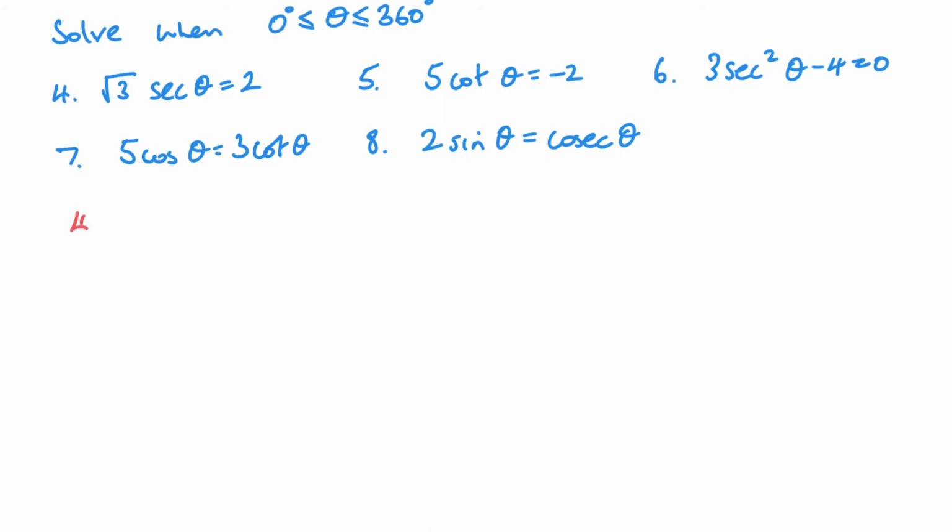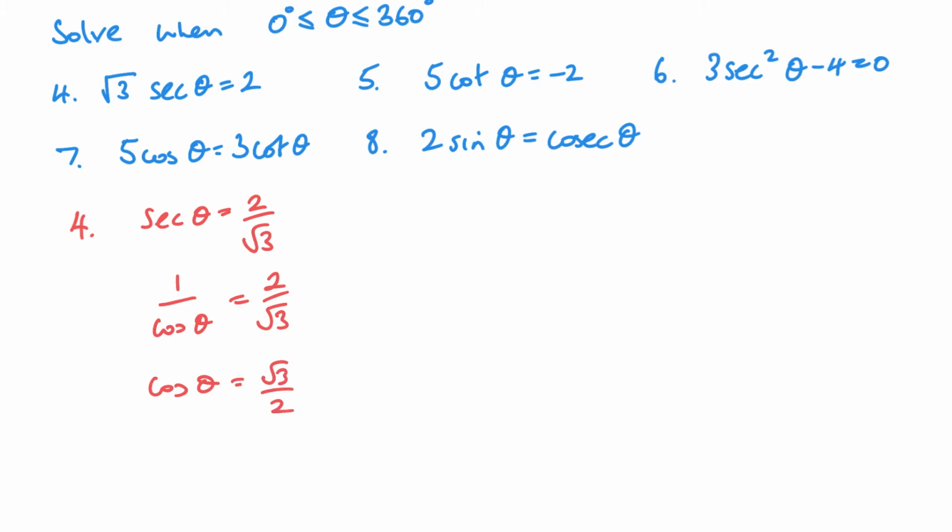Now we're on to the solving ones. So first one, sec theta, I'm going to divide by the 2 over root 3, although that might have been again a step I shouldn't have taken just yet. So cos theta is 2 over root 3, 1 over cos theta. So cos theta is root 3 over 2. So theta equals, so that gives me 30 degrees.